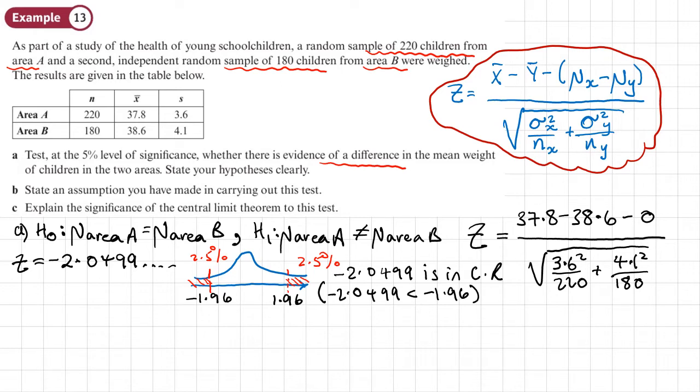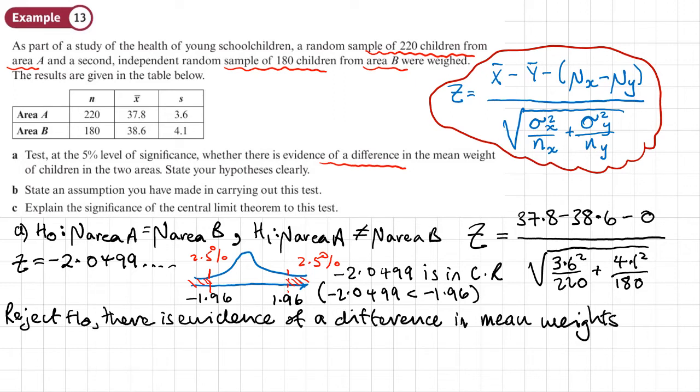So what do we conclude? We are going to reject H0. So by rejecting H0, there is evidence of a difference in the mean weights.